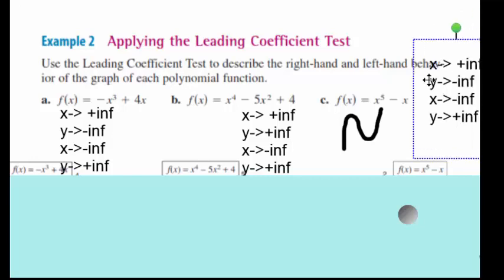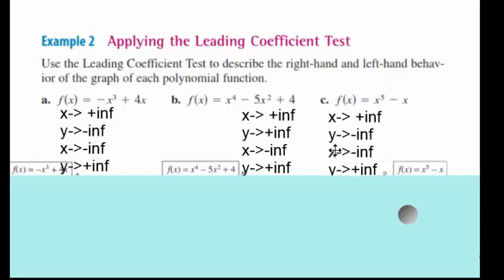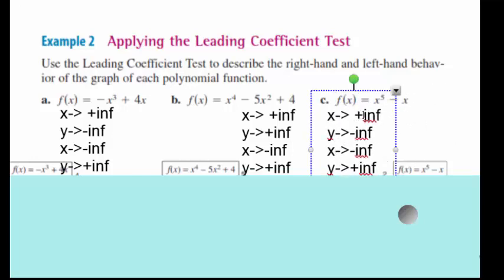Let me delete that guy. There we go. So we're going to have to fix this. As x goes to infinity, y is going to infinity. And as x is going to negative infinity, so is y. So notice with an odd degree polynomial that's positively oriented, they head in the same direction on both ends.